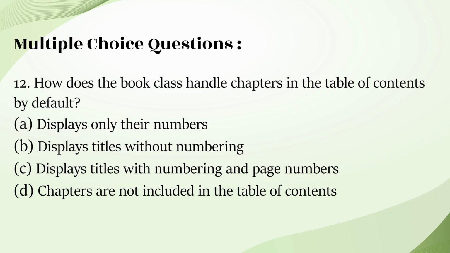Let's look at the next question. How does the book class handle chapters in the table of contents by default? Option A, displays only their numbers. Option B, displays titles without numbering. Option C, displays titles with numbering and page numbers. And option D, chapters are not included in the table of contents.